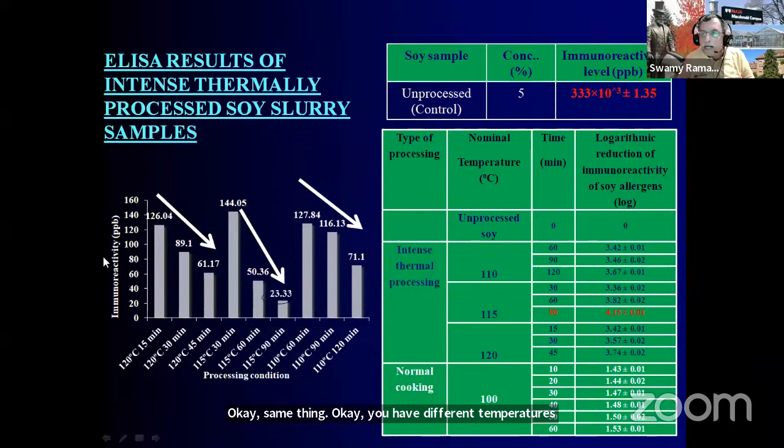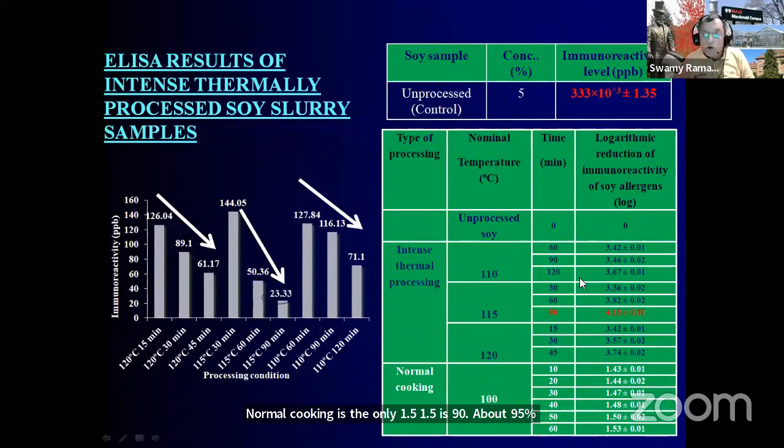So the unprocessed one, obviously, has no reduction. The intense thermal processing gives a 3.74 log cycle reduction in the allergen concentration. Normal cooking is only 1.5, which is a 95% reduction, whereas this one is a 99.99% reduction in the allergen.